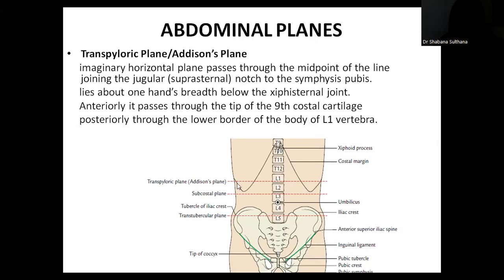Now see, the transpyloric plane is at the lower border of L1. It's an imaginary horizontal plane which passes through the midpoint of the line joining the suprasternal notch to the symphysis pubis. It lies about one hand's breadth below the xiphisternal joint. If you keep your hand like this below this point, one hand breadth below the xiphisternal joint. Anteriorly it passes through the tip of the ninth costal cartilage, posteriorly the lower border of the first lumbar vertebra. So it's an imaginary horizontal plane.